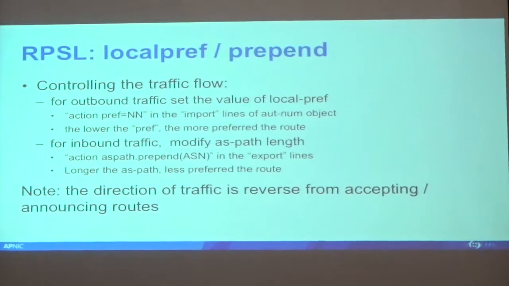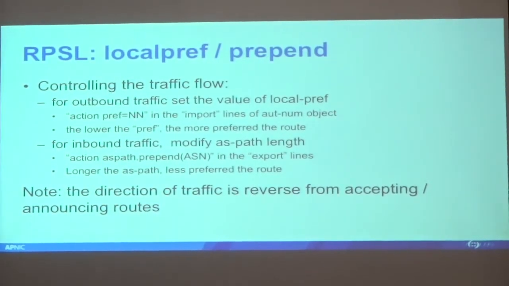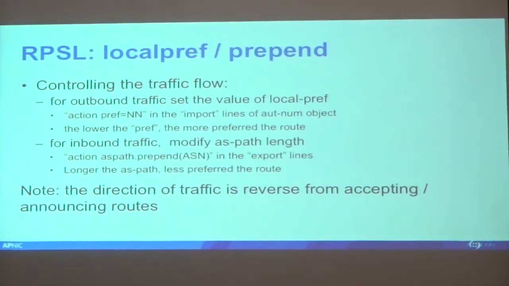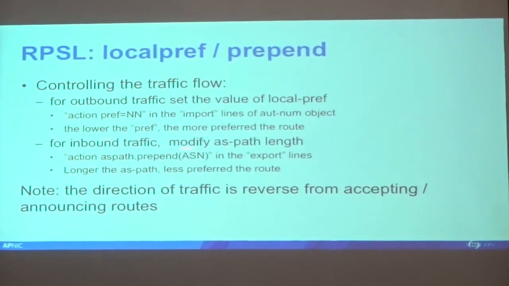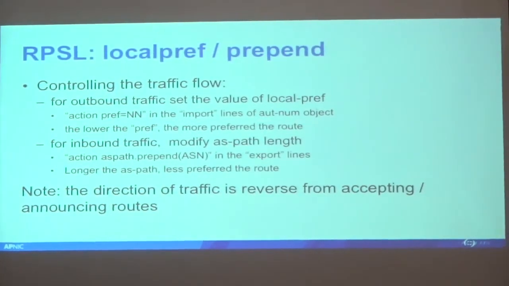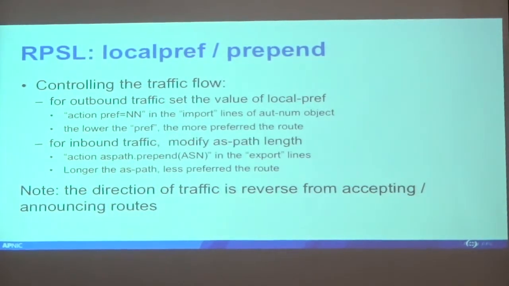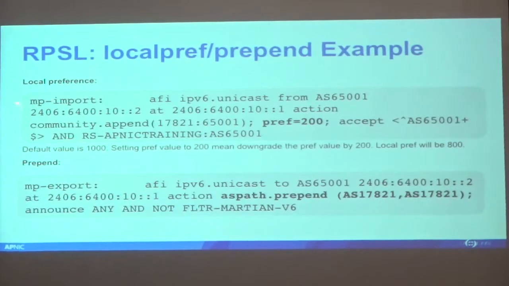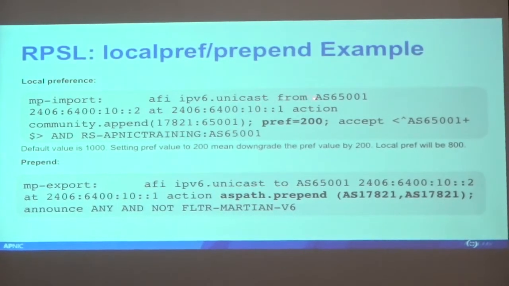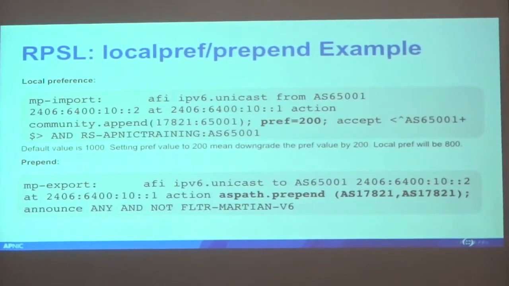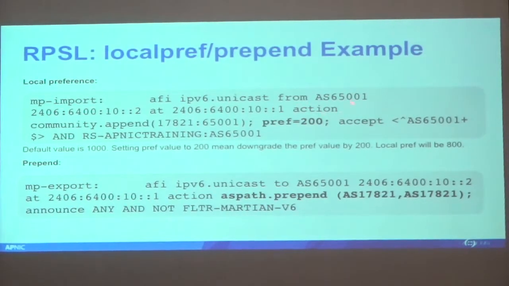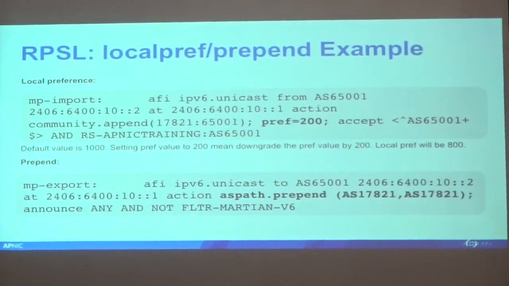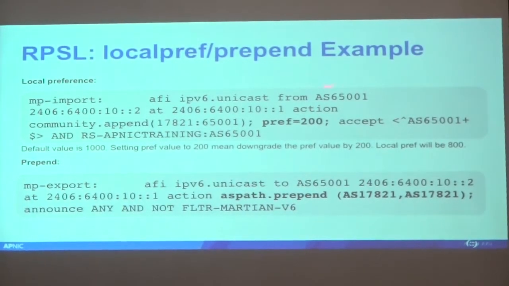I have an example that shows local pref and prepending, but is anyone familiar with local pref? Okay, very good. So with local pref, you look at this one, the lower the pref, the more preferred the route is. So where do you put that? Example here. So this is for v6, MP-import afi ipv6.unicast from this AS65001. You disregard these two first. I'll explain that in a while, and then action. Our earlier example is very easy. From this network, accept this.